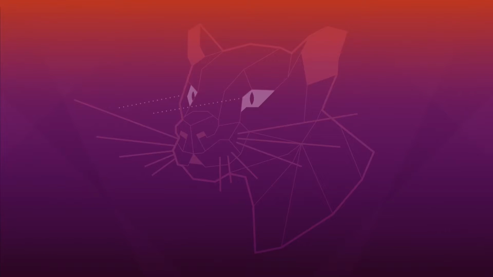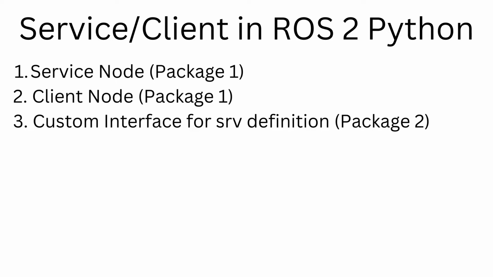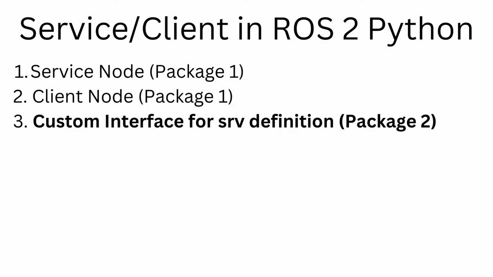But before we start building, we also need to understand what we actually need. To make this service client pair in ROS2, we need three different things. The first one is your service node, which will host this service. The second one is your client node, which will have this client. And in our example, both of these will be in the same package. So the service node has one node to take in two numbers and send the result. The client node has another node in the same package, which will send these two numbers as a request to the service. The third part is making something called a custom interface.